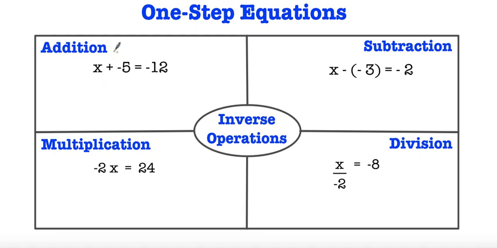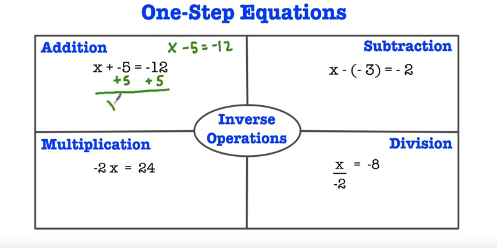Now, even though this is an addition problem, just be mindful of the fact that we have negative 5 here. So this is actually the same as x minus 5 is equal to negative 12. So in order to isolate my x and get rid of this negative 5, I actually have to add 5 because this is technically a subtraction problem. And then whatever I do on the left side, I have to do on the right side.